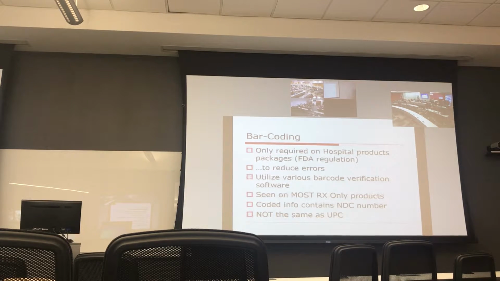Barcoding, like I say, it's not only a requirement, but it is an FDA-regulated requirement for hospital products. Most prescription-only products do have it now, mainly because we all use that as part of our error prevention protocols.